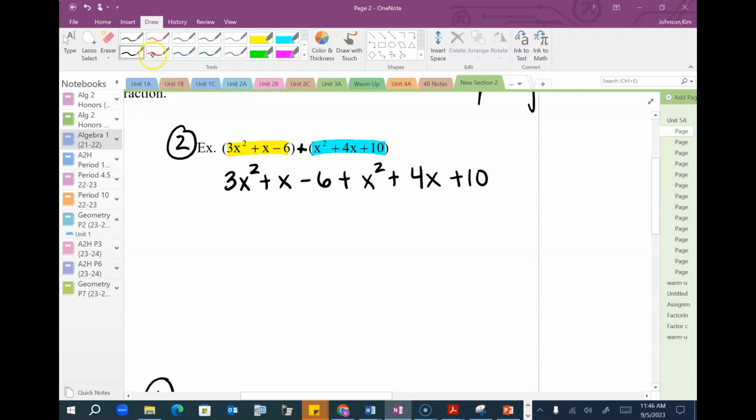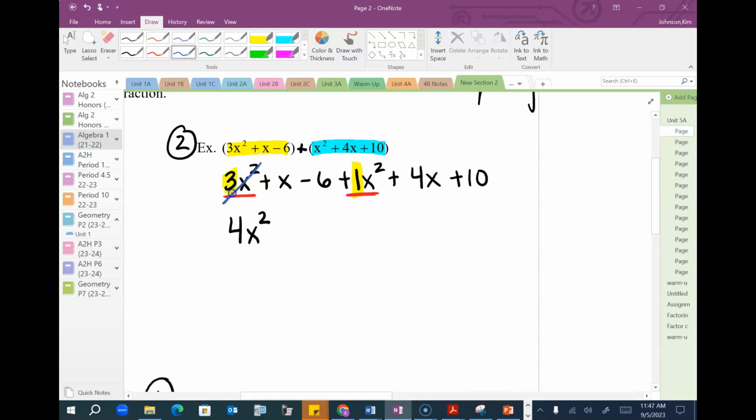Then I'm going to go through and I'm looking for like terms. So I'm going to look for all the terms that have an x squared in them. This term has an x squared, and then so does this term. In order to add those together, I'm going to add the coefficients. So the 3 is a coefficient, and in front of the x squared, there's an invisible 1 there. So this will be 3x squared plus 1x squared, which makes 4x squared. Notice I didn't change the variable part when I combine those.